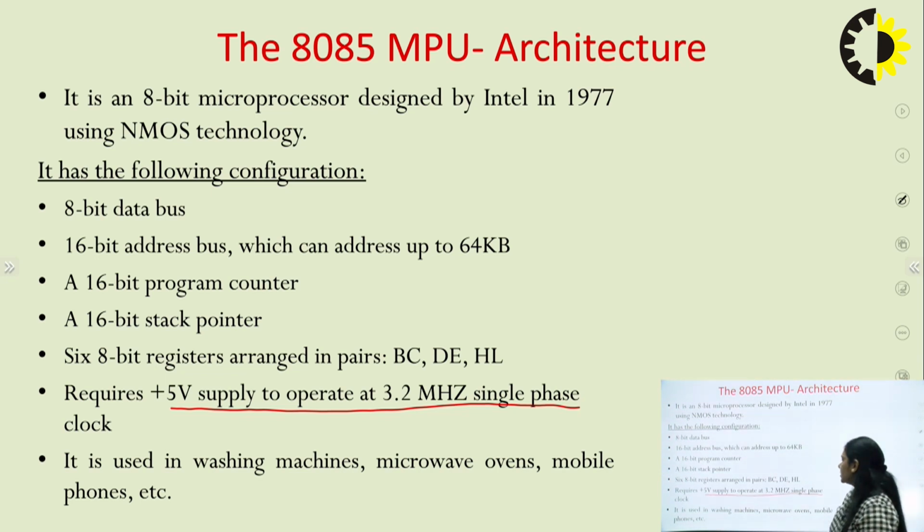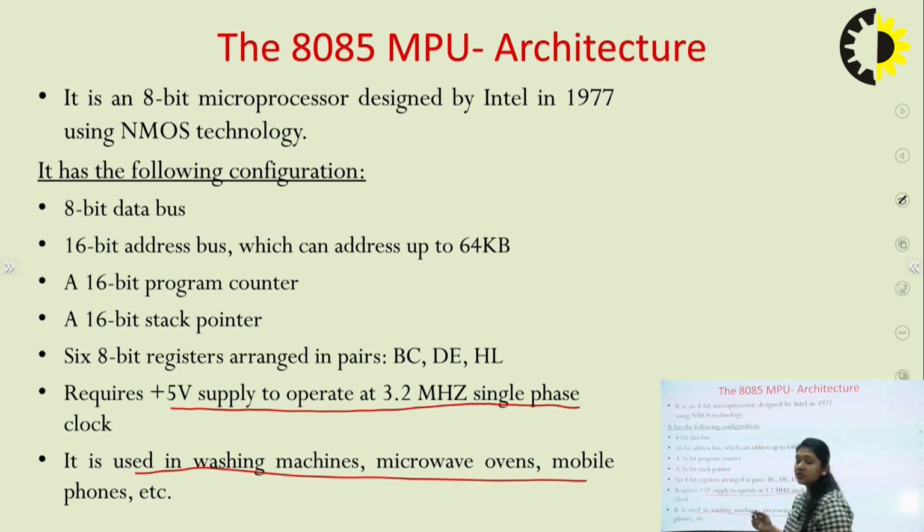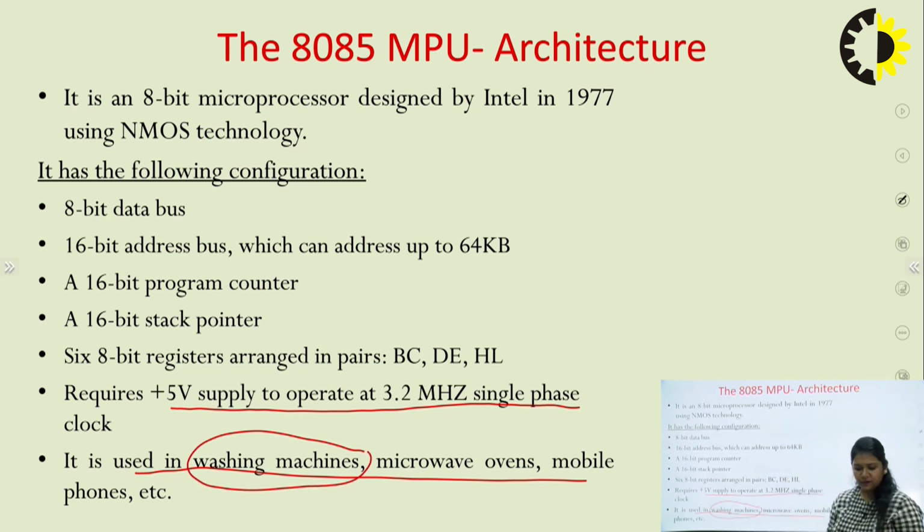And what are the uses? Where are the implementations for the microprocessor? The microprocessor is a general purpose device. It is used generally, not for a specific purpose, like microcontrollers. Microcontrollers are used for some specific application, like in some robot we have to make, then you just use that microcontroller for that particular use. So in washing machines generally, microwave ovens, and in our mobile phones also.